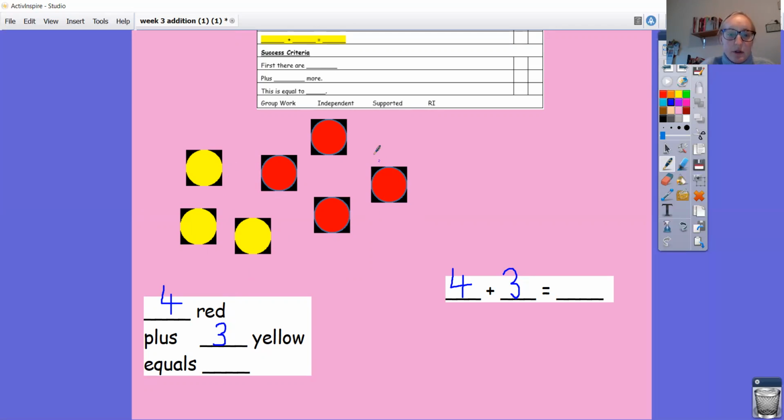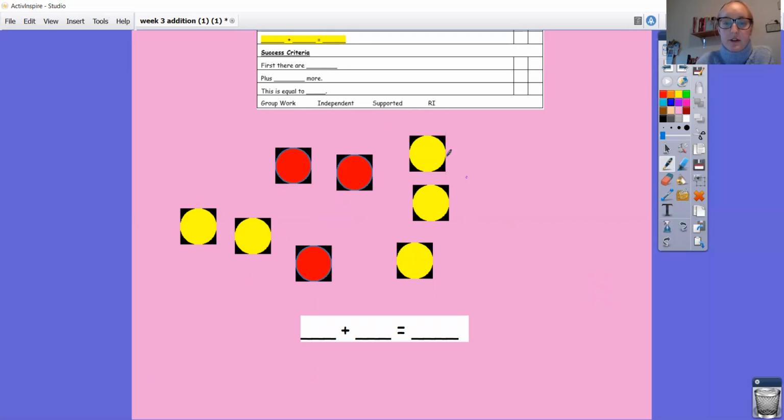And this is equal to how many? Can you count how many there are there for me, please? Fabulous. You should have got that equals 7. So I can put here that equals 7. So let's say this one and see if it matches. So 4 red plus 3 yellow equals 7. Let's check. 4 red plus 3 yellow equals 7. Well done if you got that correct.